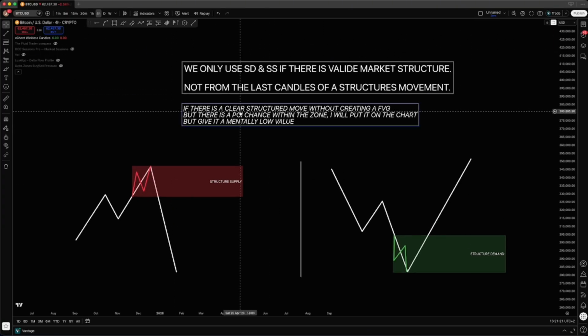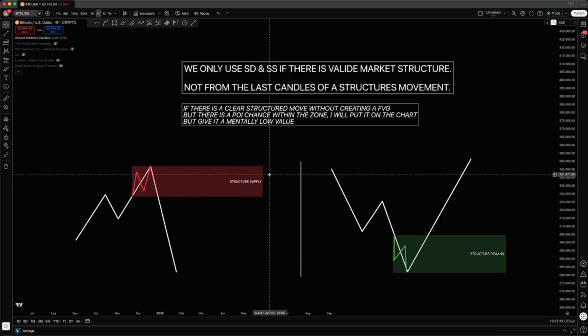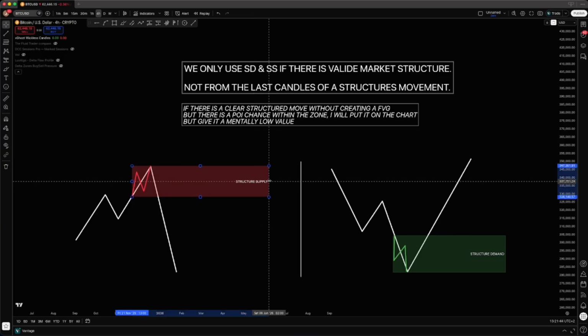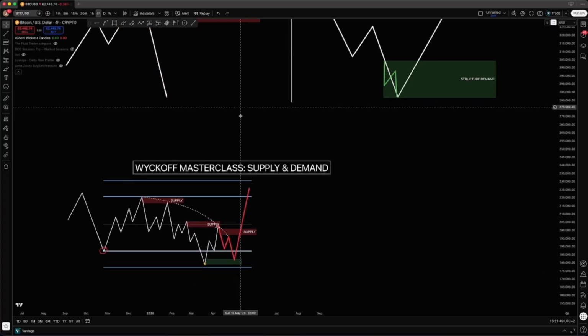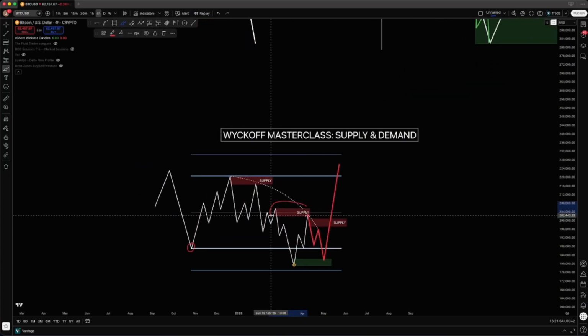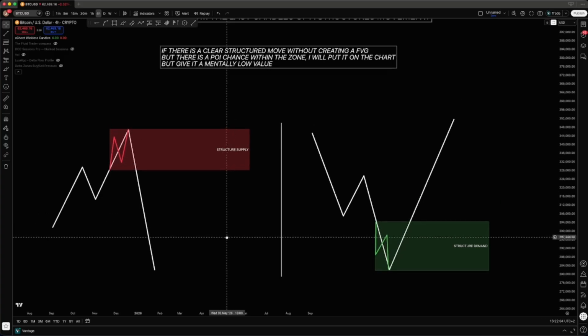If there is a clear structured move without creating a fair value gap or an imbalance, but there is a point of interest, POI, chance within the zone, and a POI is simply a key level, I will still put it on my chart, but I'm giving it mentally low value. Okay, so this is a great example. If this is low quality, I will put it on my chart, but mentally I am giving it low quality. That's important to understand here.